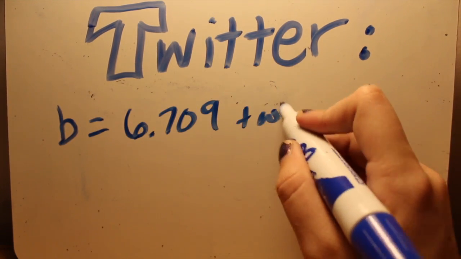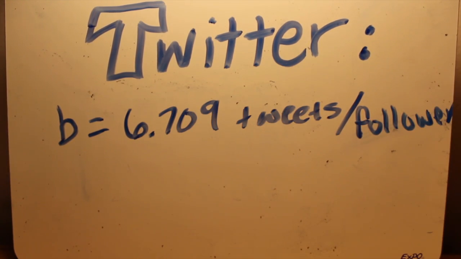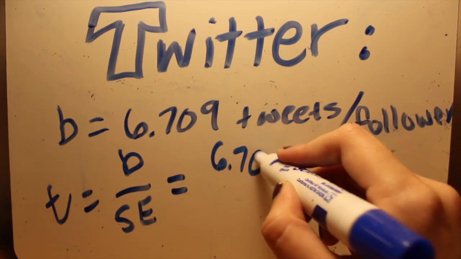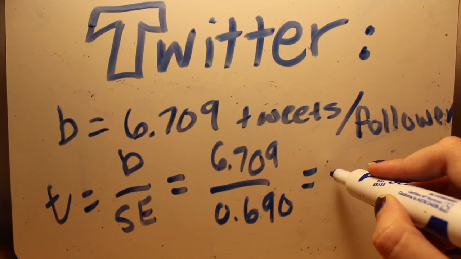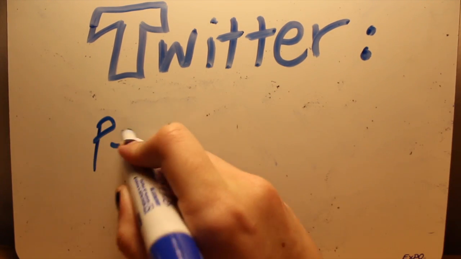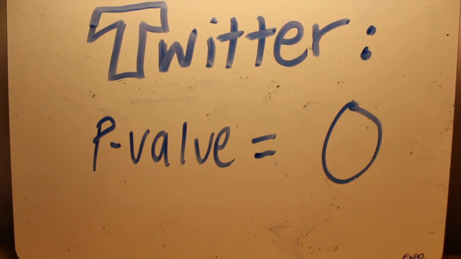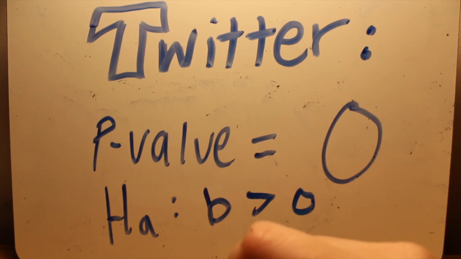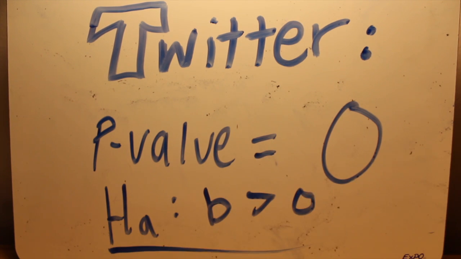The slope of this line ended up being 6.709 tweets per follower. When I calculated the t-statistic using the slope over the standard error of the slope, I got a value of 9.723. This p-value ended up being 0. This means that we can reject the null hypothesis in favor of the alternative hypothesis.